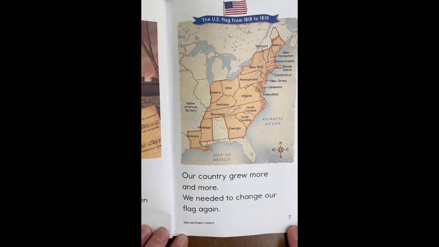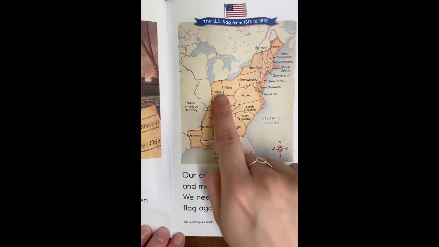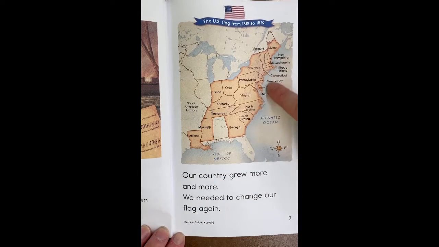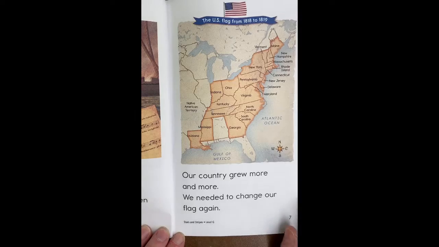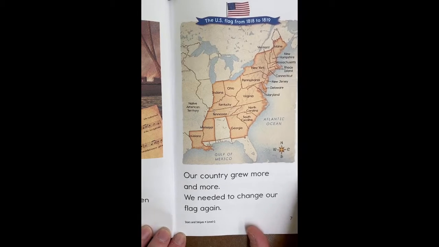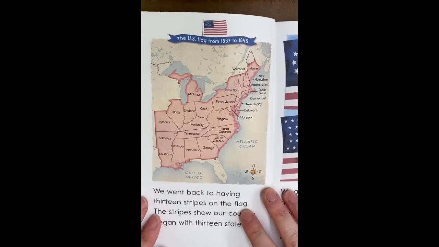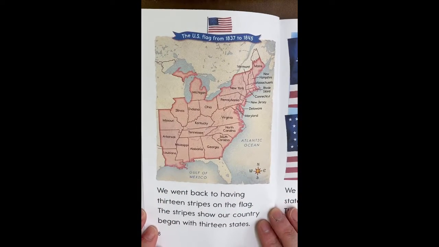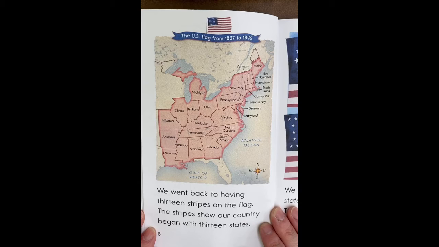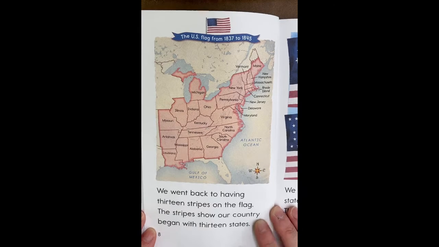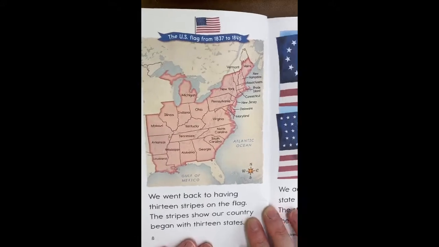Our country grew more and more. We needed to change our flag again. So as you can see, there's been more states added than just these 13 colonies along the coast. So the United States started to expand. We went back to having 13 stripes on the flag. The stripes show our country began with 13 states. Now there's even more over here.